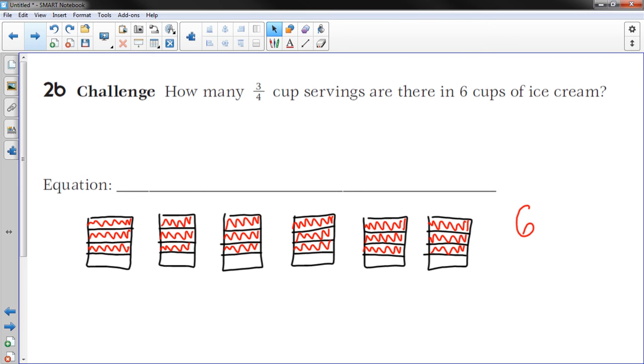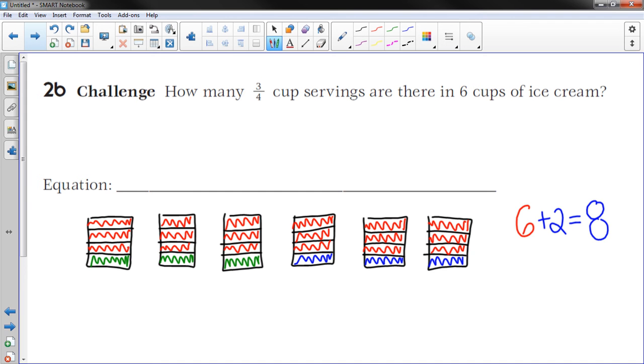6 servings. And then if I put together 3 of these fourths, there's one more. And it looks like I have one more over here. So 2 more servings there. So 6 plus 2, it's 8. What did we do there? We took 6 and we divided it by 3/4 is equal to 8 servings.